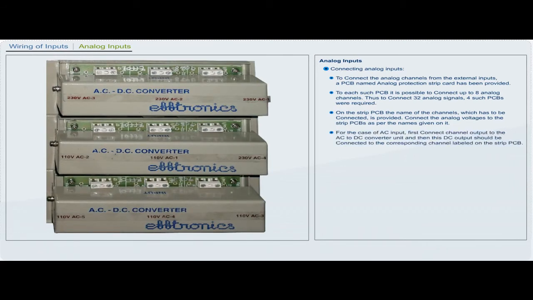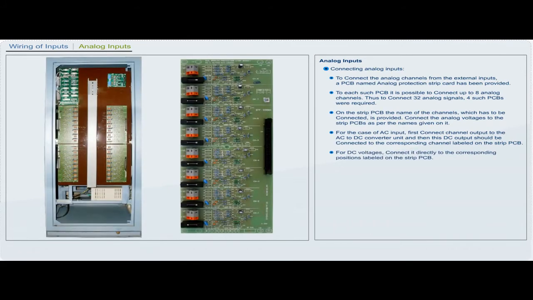For the case of AC input, first connect the channel output to the AC to DC converter unit, and then this DC output should be connected to the corresponding channel labeled on the strip PCB. For DC voltages, connect it directly to the corresponding positions labeled on the strip PCB.